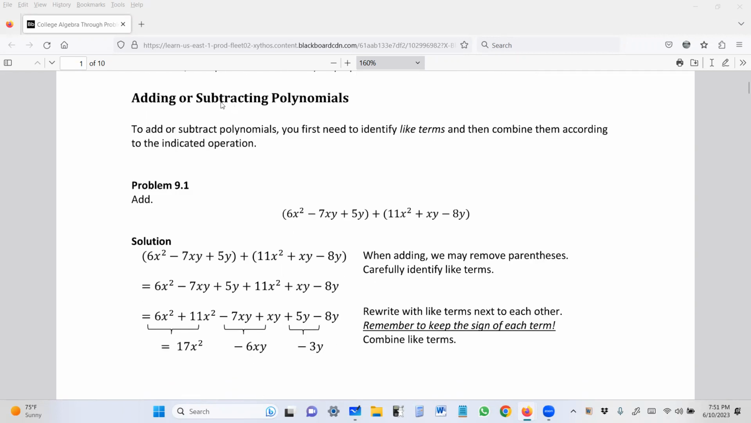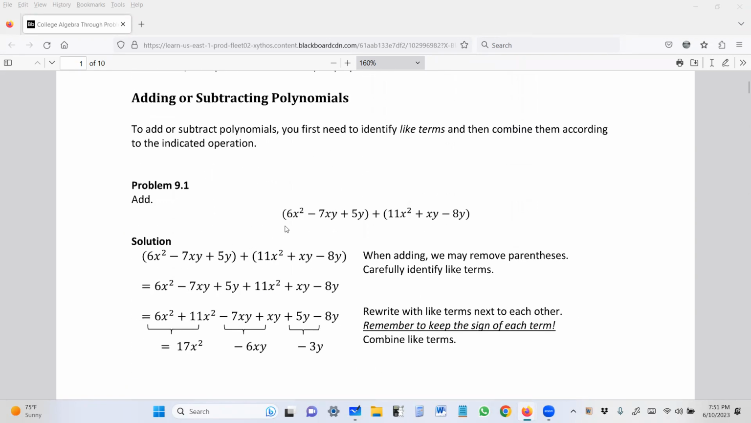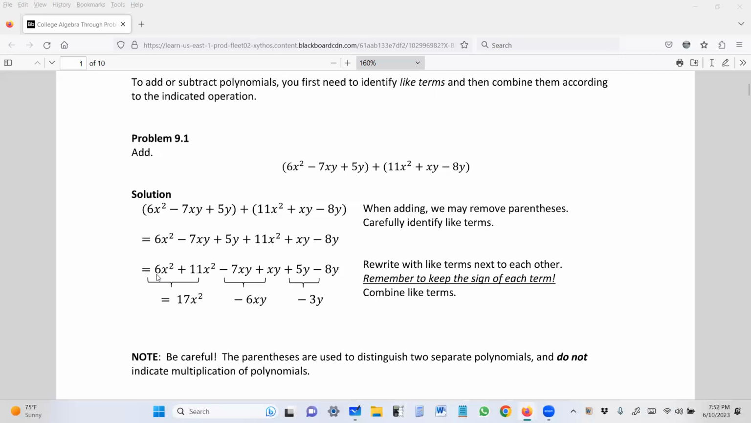But when we add and subtract polynomials, just as problem 9.1 or 9.2, we are doing addition and subtraction only on the like terms. A like term is a variable with the same exponent. For example, the 6x squared is a like term to 11x squared. The minus 7xy is a like term to 1xy, and the 5y is a like term to minus 8. When we identify the like terms, we combine their coefficients. As you see here, the 6x squared and the 11x squared become 17x squared. And likewise for the other terms.